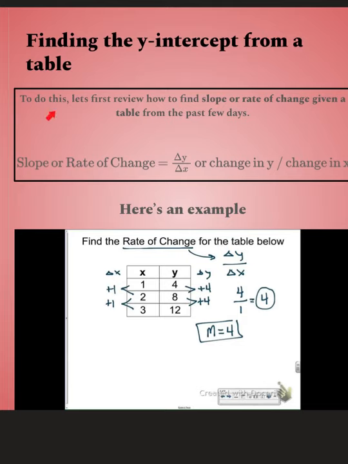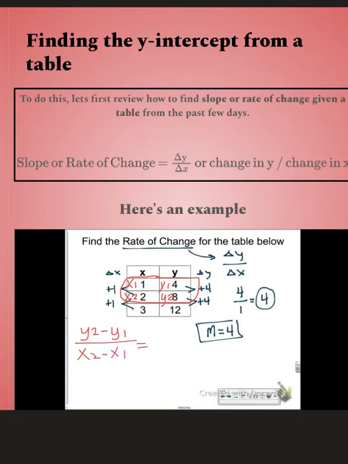First, we're going to need to review a little bit how to find slope or rate of change from a given table. Slope or rate of change is the delta y over delta x, or change in y over change in x. So here's an example. Now I know when I went through that in the notes that I gave you last time, you needed to choose two pairs of xy values. So you'd have x1, y1, x2, and y2.